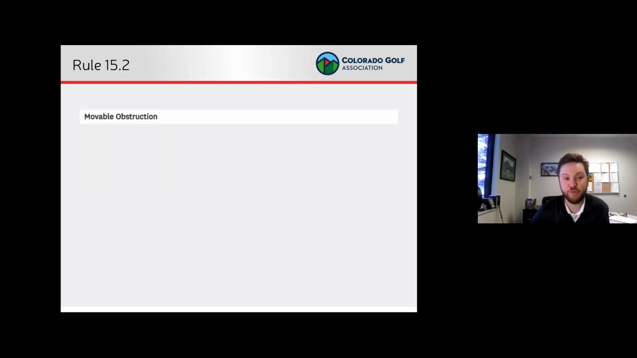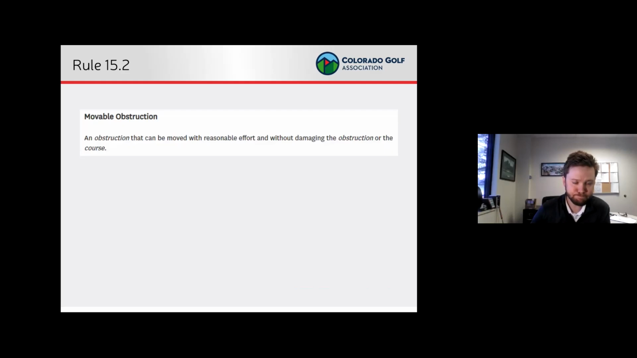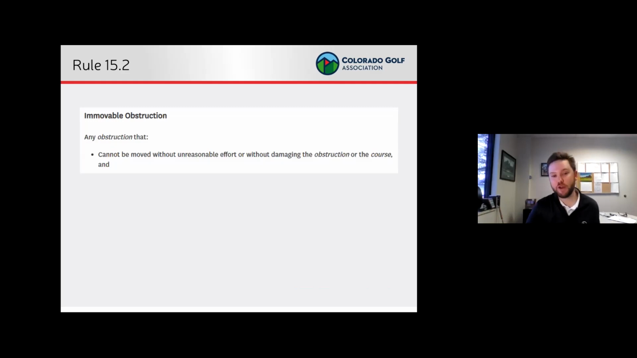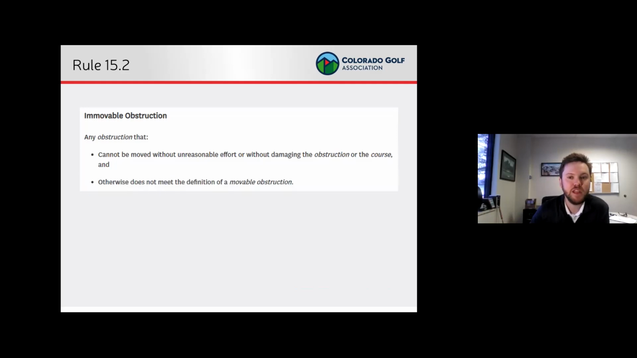Let's look at the definition for movable obstruction. Again, one of the two. An obstruction, so an artificial object that can be moved with reasonable effort and without damaging the obstruction or the course. And let's just stop right there and look at immovable obstruction. It's any obstruction that cannot be moved without a reasonable effort or without damaging the obstruction or the course. So the exact opposite of a movable obstruction, and otherwise does not meet the definition of movable obstruction.